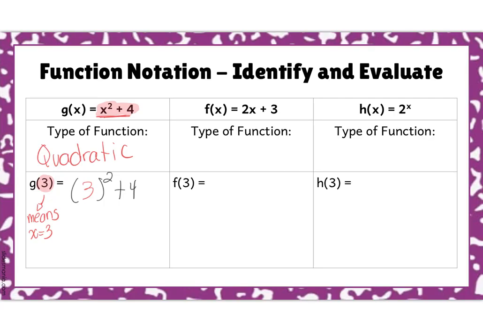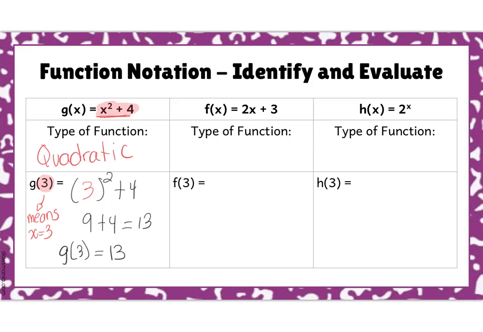So this means 3 squared plus 4, and now I can use my order of operations to simplify. So 3 squared is 9. Remember, that is 3 times 3. And 9 plus 4 is equal to 13. So g of 3 is actually equal to 13.